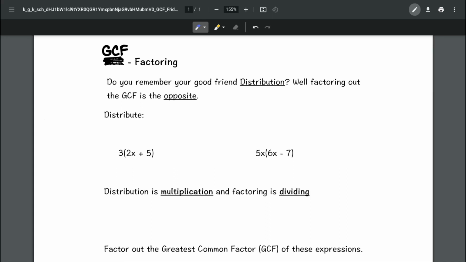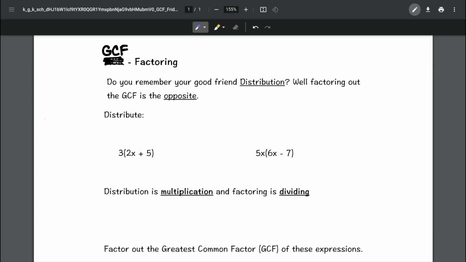All right, welcome everybody back into our continuing conversation on the greatest common factor. So yesterday, Mrs. Ott walked you guys through how distribution is going to be that multiplication and factoring is the opposite, in which we are going to be dividing. But today we're going to take it a step further.